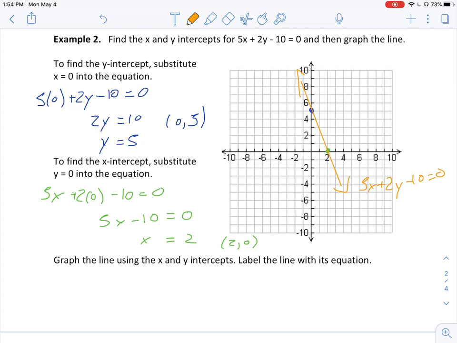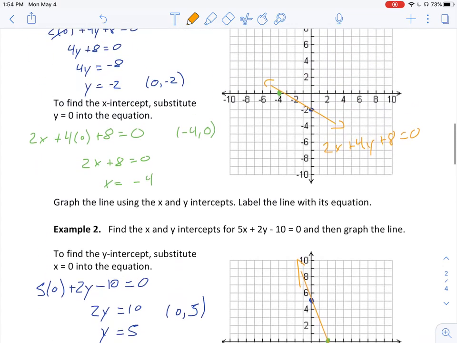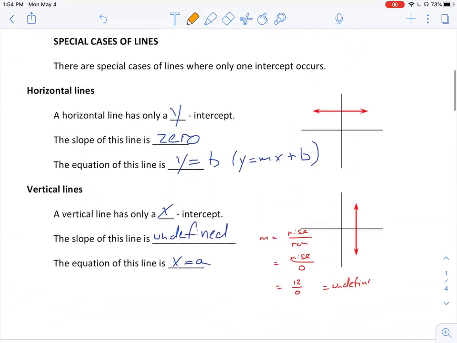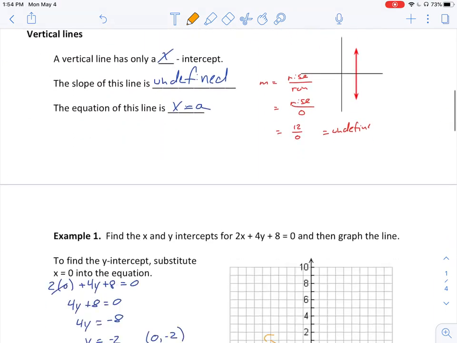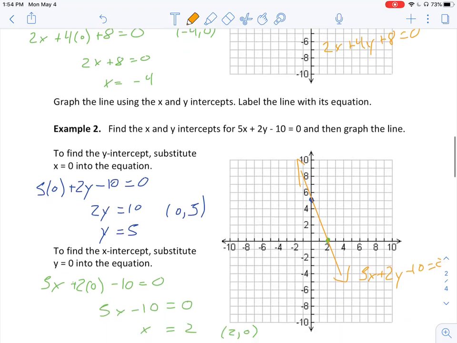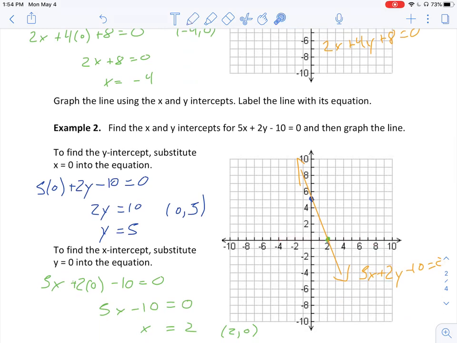So hopefully that sheds some light on the idea of what an intercept is. Basically, it's where the line touches both the x and the y axis. And in order to figure that out, we set one of them equal to 0 to find the other, and then vice versa to find both of those points.